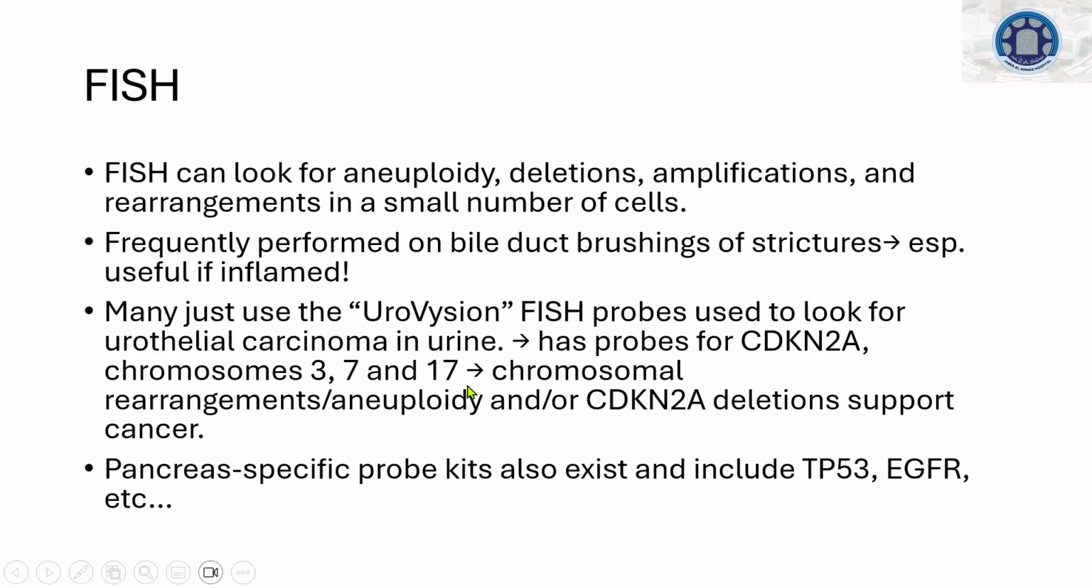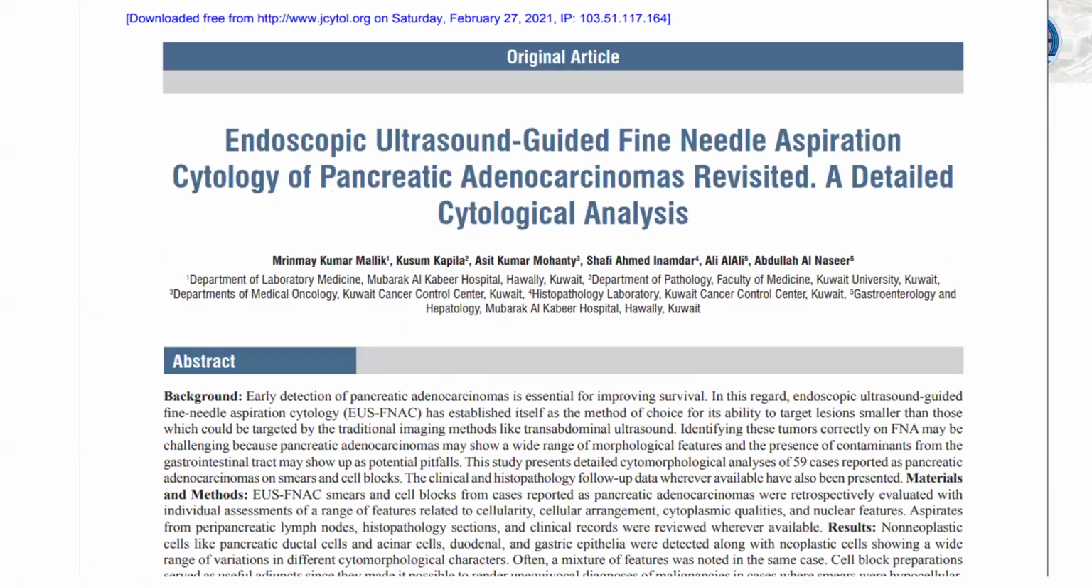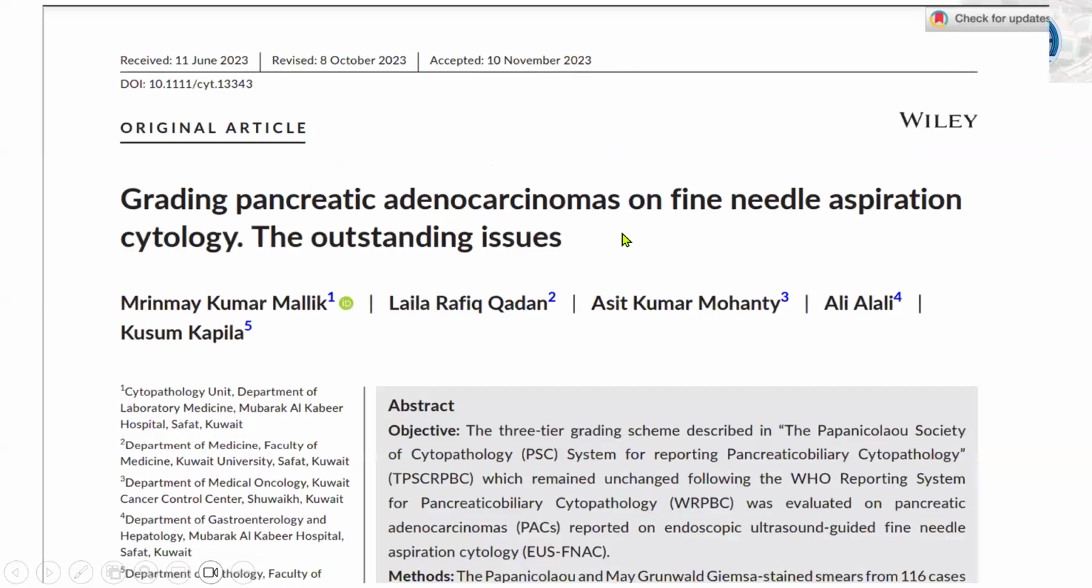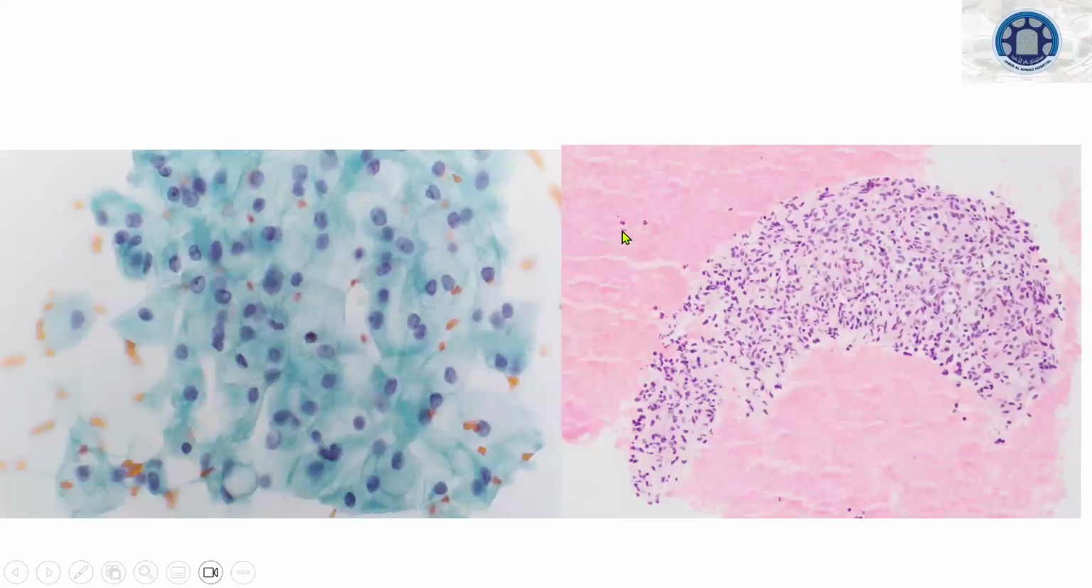That is pancreatobiliary. So most of the centers currently use the UroVysion FISH for pancreas too, but pancreatic-specific probe kits are coming now from the studies which are going on. So I think this WHO classification again will get updated very soon once the molecular studies come up. I'm not a part of these studies, but they were done in our center: endoscopic ultrasound guided FNA of pancreatic adenocarcinomas and grading of pancreatic adenocarcinomas. These were studies done in our center on pancreas.